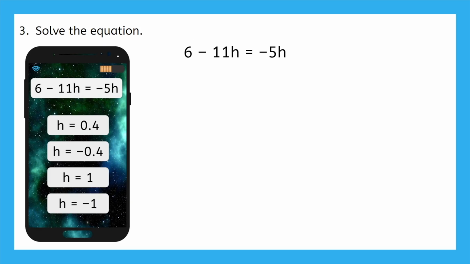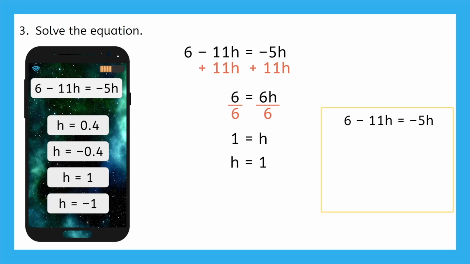That means we'll use inverse operations and add 11h to both sides to be able to combine it with negative 5h. That gives us 6 equals 6h. Hey, we made it into a one-step equation. How do we finish solving it? You got it. Divide both sides by 6. H equals 1. As always, the final step is to check our work.